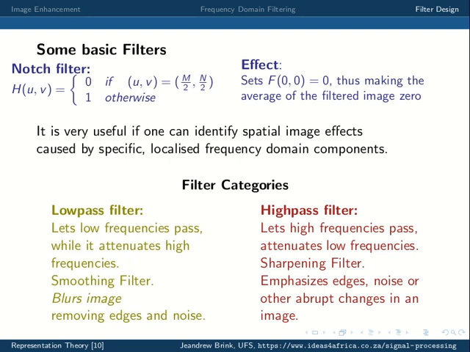Okay, so all these filters are not perfect. What happens is, with low pass, you lose high frequency, so you lose detail. With high pass, you emphasize noise, so you might actually be amplifying things you don't want. But it's a different way of looking at the image. Okay, so it will emphasize edges and abrupt changes in the image.